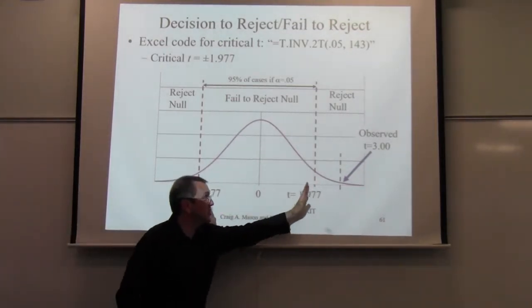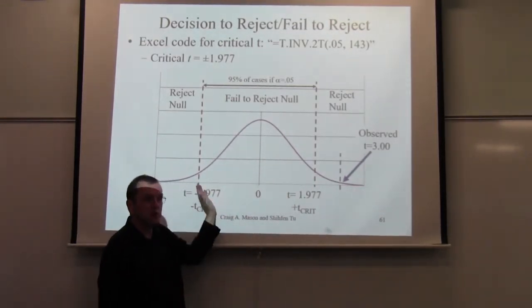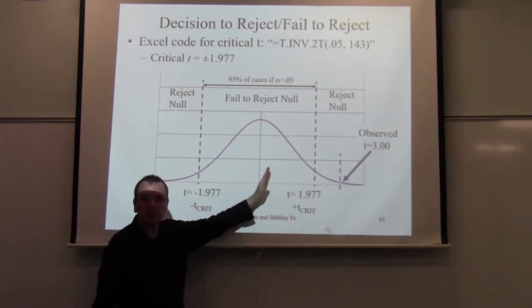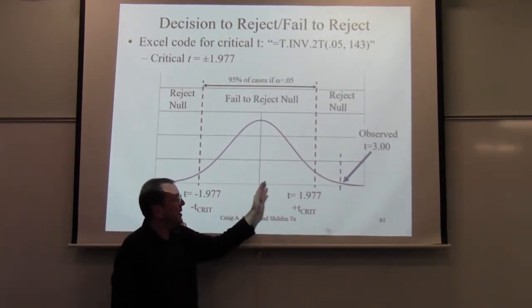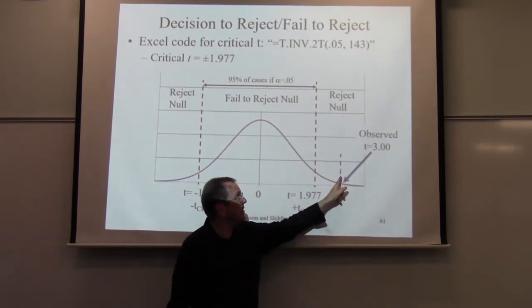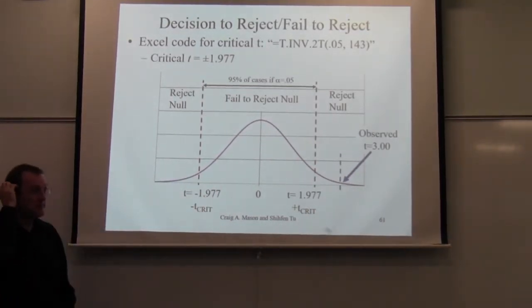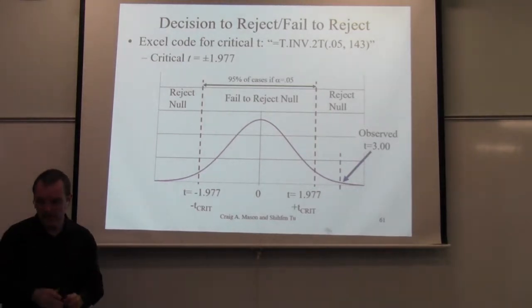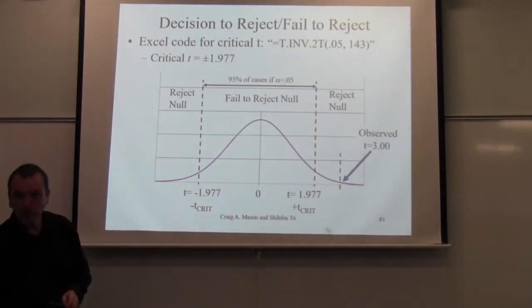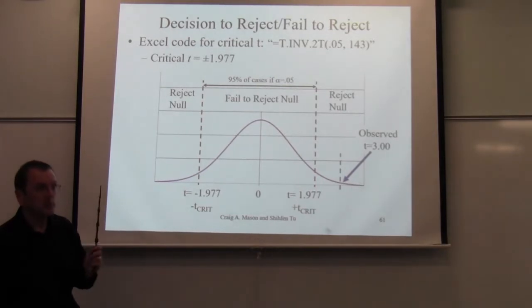So there's those critical t's. Anywhere in between is just too common. Way too much possibility of it happening somewhere in here. But our t was 3.0. It's way out here in our reject region. We reject the null. So again, kind of it all ties together. Questions? That's the one sample t-test.